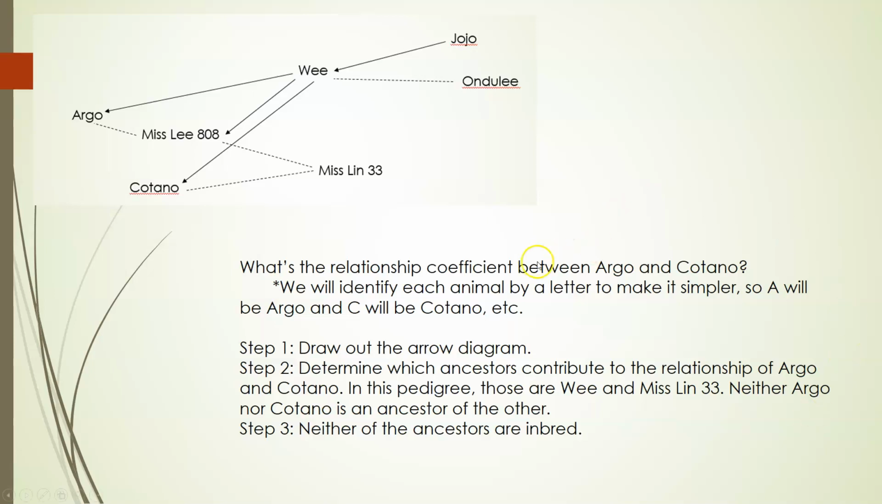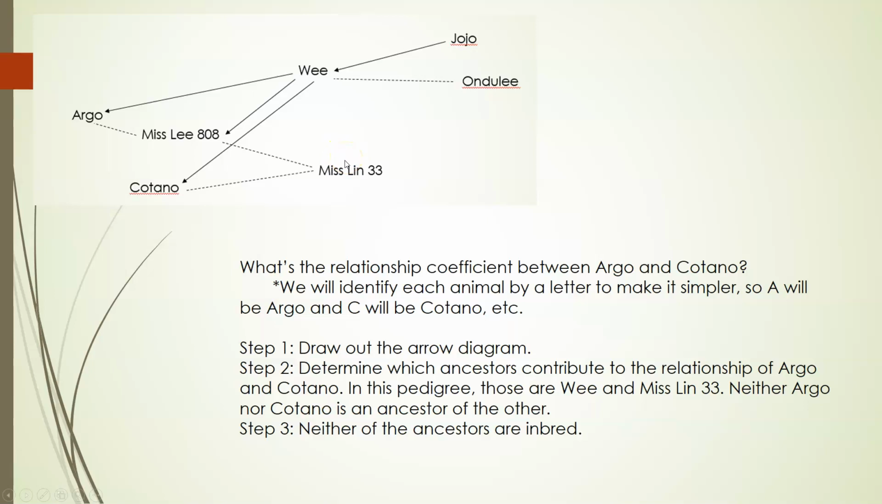So draw out the arrow diagram. Well, obviously it's already drawn out for you. We first determine which ancestors contribute to the relationship of Argo and Catano. In this pedigree, those are both Wee and Miss Lynn 33. We know that Argo and Catano is not a direct ancestor of one or the other. So you see Wee here. Obviously Argo and Catano were both out of Wee, so that is a common ancestor. After that, Miss Lynn is a common ancestor because she is the dam to Catano and also the grand dam to Argo. So Wee and Miss Lynn 33 are our two ancestors.